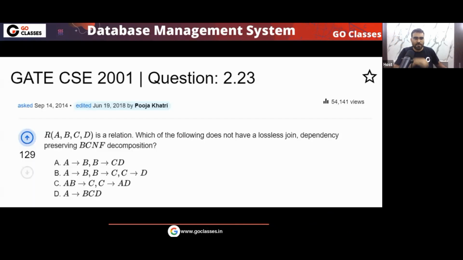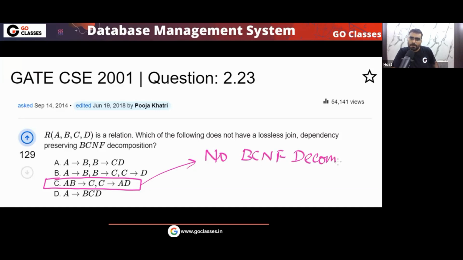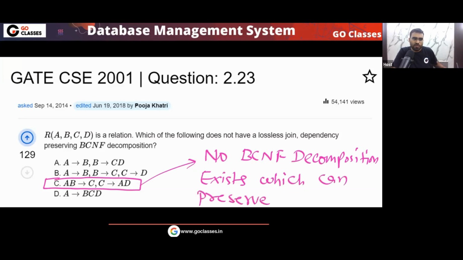So finally, I can say that for this relation, there is no BCNF decomposition which can preserve this FD, AB determining C. The question is asking which of the following does not have all these three properties. So finally, I can say the answer will be option C.